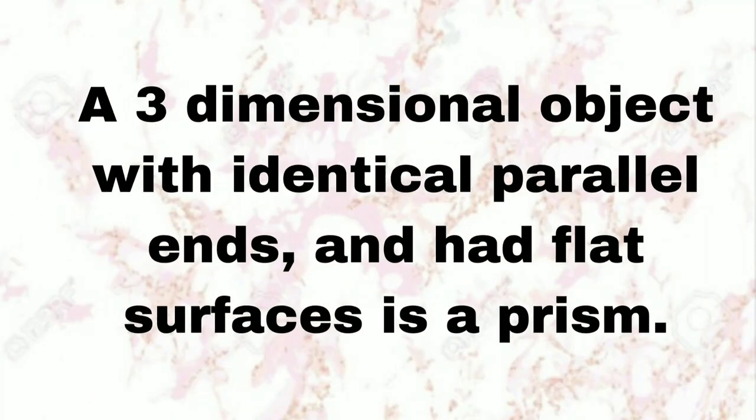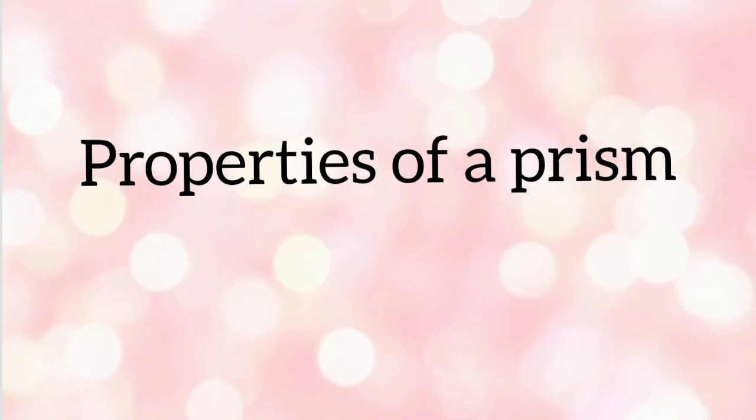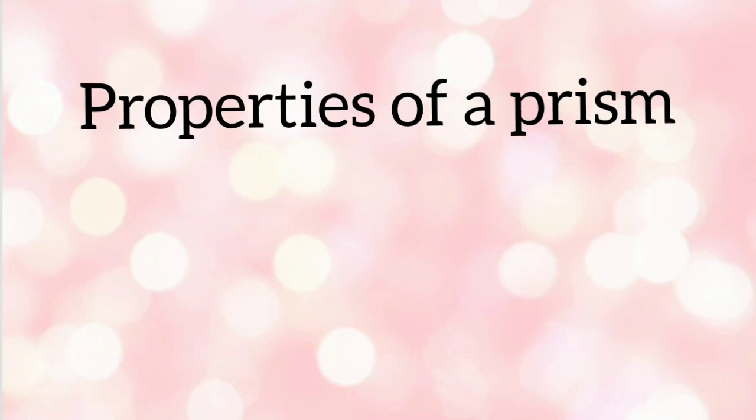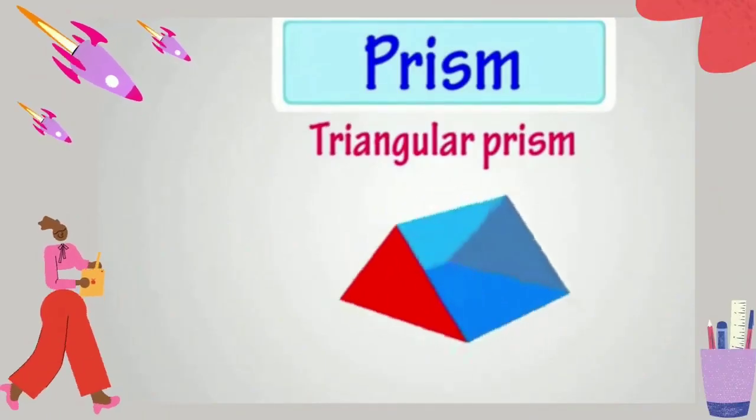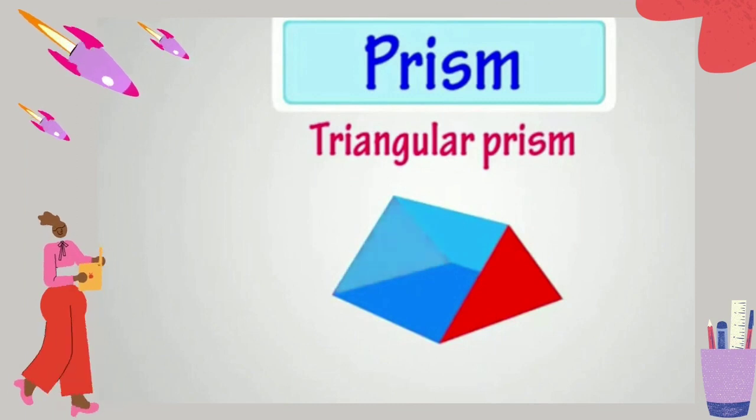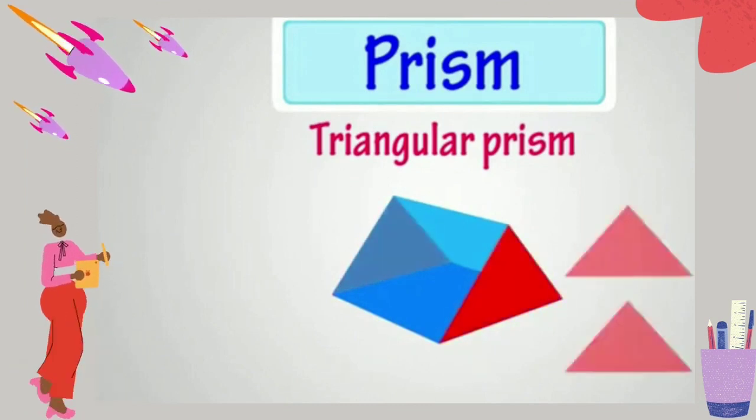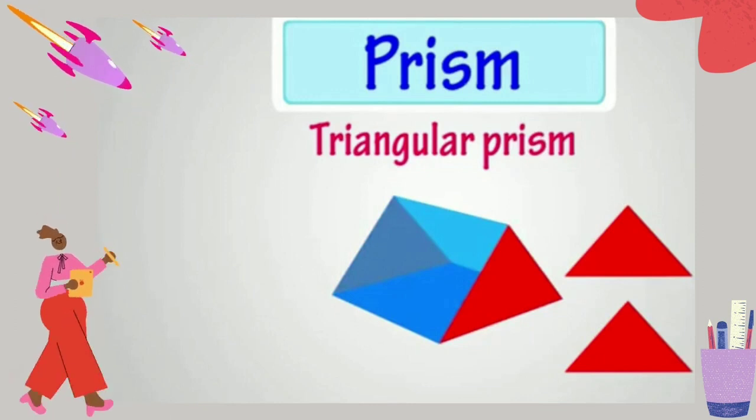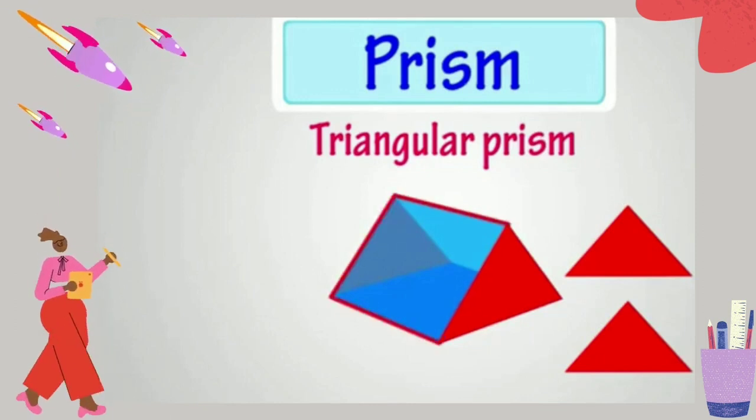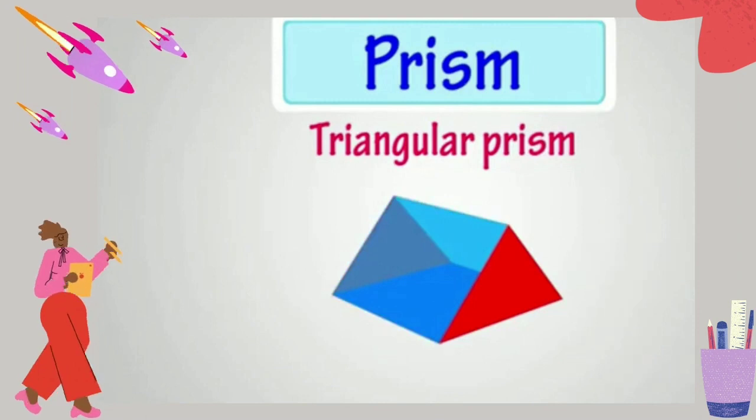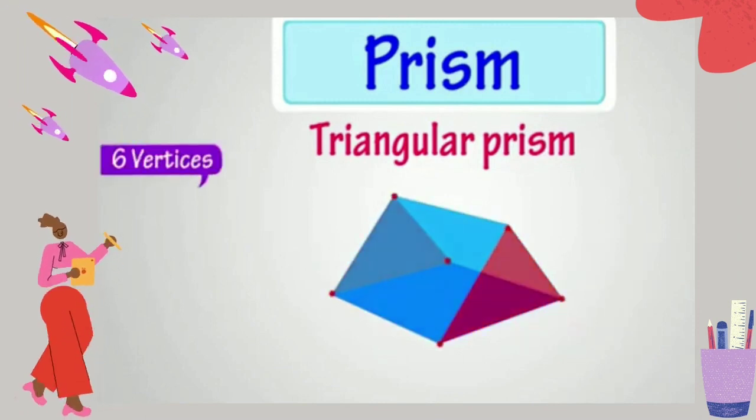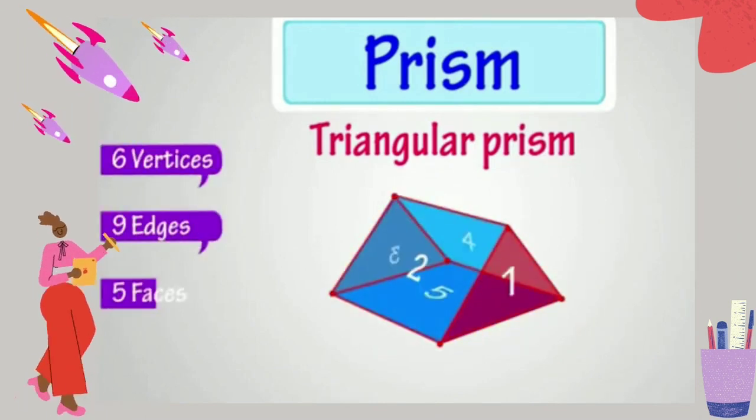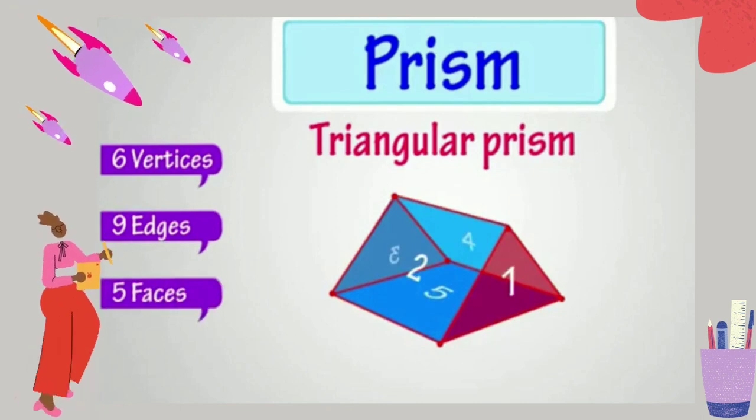Now that you understand what a prism is, let's get into the properties of a prism. This is a triangular prism where the top and bottom figures are shaped like a triangle and all the other figures are shaped as rectangles. It has 6 vertices, 9 edges and 5 faces.